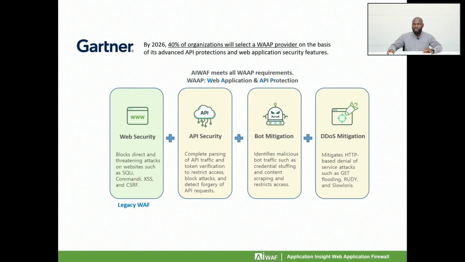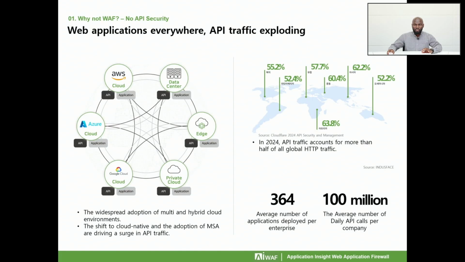Let's take a look at why the industry is marching towards WAAP in the following slides. Now, with the increasing adoption of cloud technology, enterprises have carved out business models around the cloud. According to Indusface, an average of 364 applications are deployed by enterprises with an average of 100 million API calls daily. It is not surprising that API traffic accounted for more than half of all global HTTP traffic in 2024.